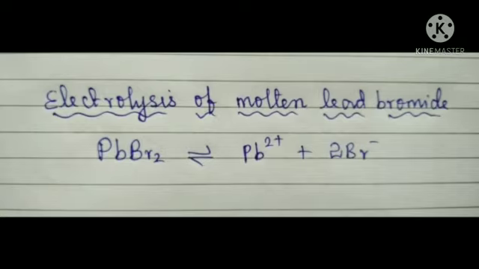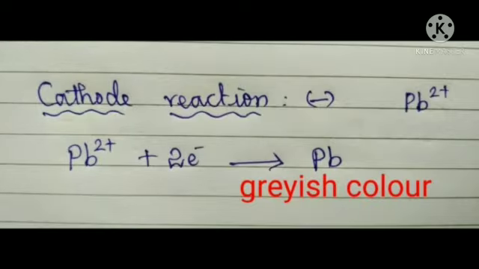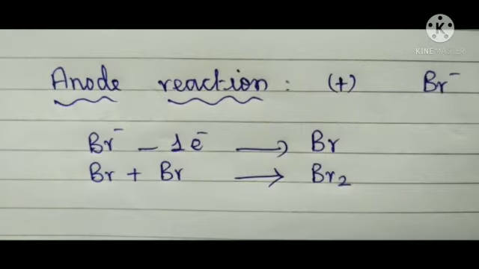The positive ion will move to the negative electrode. The negative ion will move to the positive electrode. In the cathode reaction, only one ion goes to the cathode, that is Pb2+. Cathode is negative, Pb2+ is positive. So Pb2+ will gain 2 electrons. It produces Pb, and grayish lead is deposited.